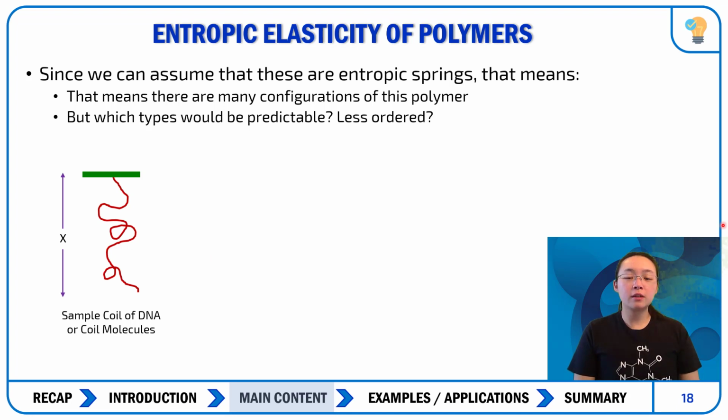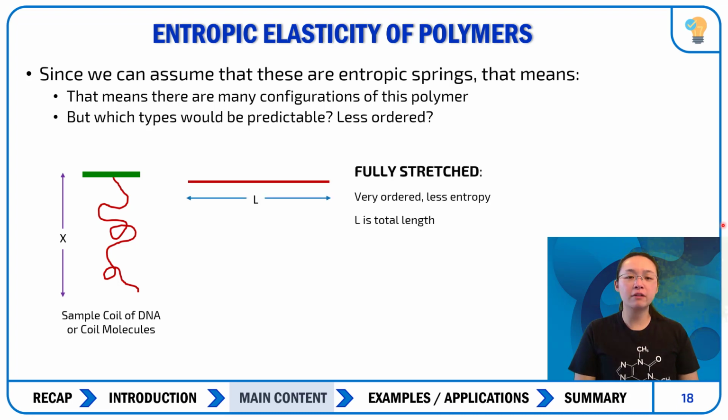So now let's take a look at two examples and compare their entropies just visually. I have a fully stretched option. In order to fully stretch something and in order for some polymer to be perfectly rigid, that means it has to be very ordered instead of disordered. So that means it's going to have less entropy, with L being the total length.